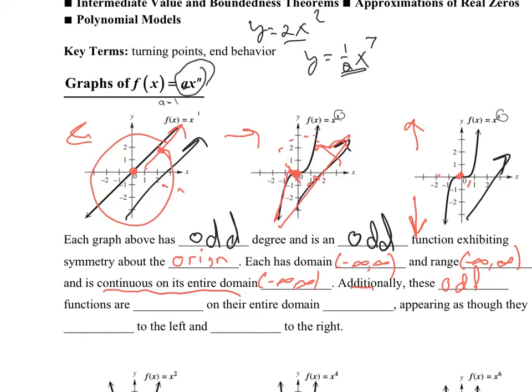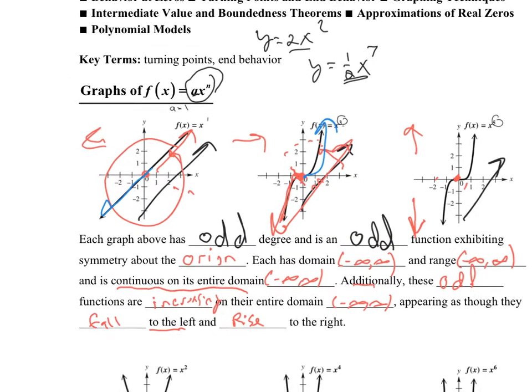Okay, these functions are increasing. Remember, that means as you go from the left to the right, every y value is greater than the one before it on the entire domain of negative infinity to infinity. And it appears as though they fall to the left and they rise to the right. Fall to the left, rise to the right. Every one of them seems to do that. That's what he said. It appears to do that.